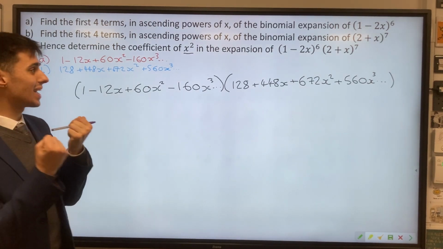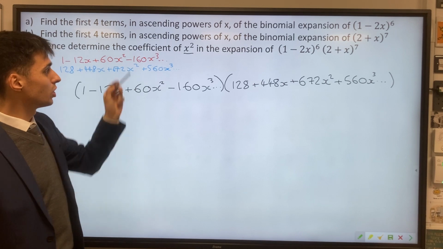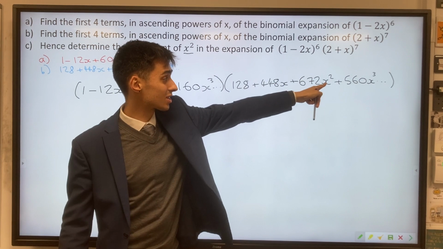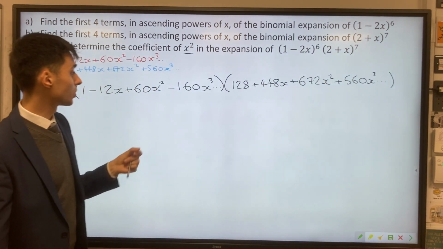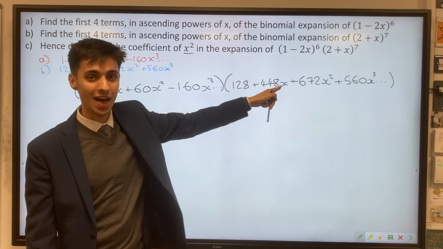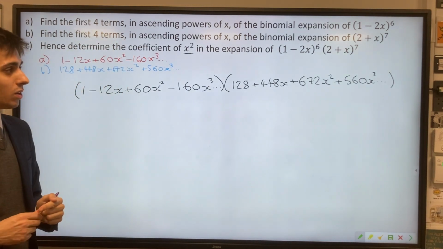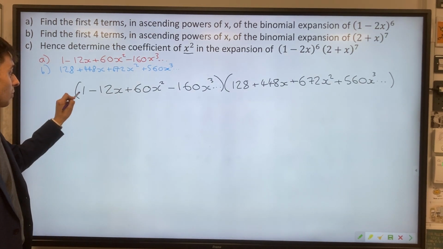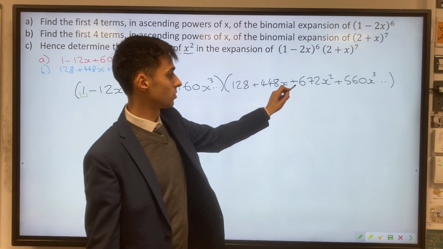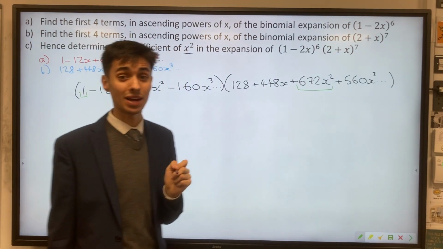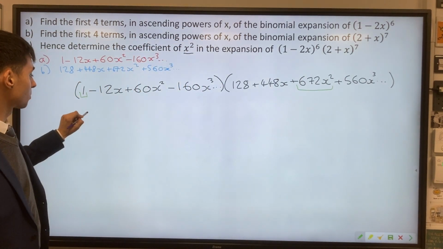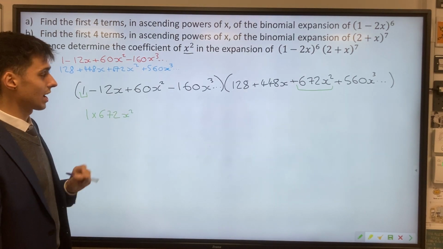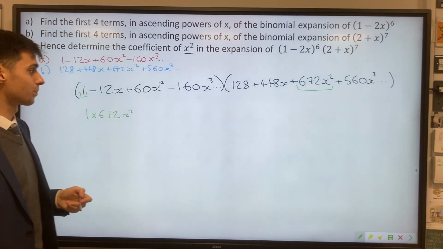Well, there's only 2 ways you can get an x squared. You can either have a number, like 1, times by an x squared in the other bracket, or you could have an x times by another x to get an x squared. If we consider all of these possibilities then, there's one way we could get it from here. We could have 1 times 672x squared. That's one way. So let's write that down. We could have 1 times 672x squared. That would give us an x squared term.